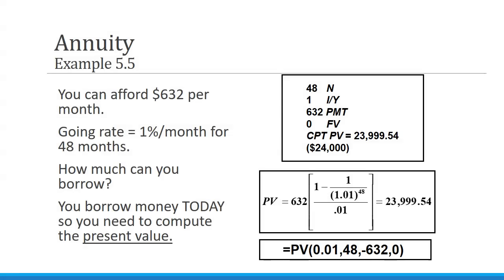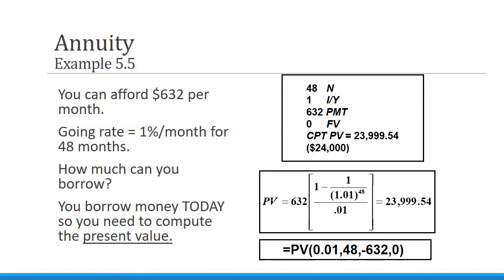This is an example of an annuity. We can afford $632 a month as a payment. So we want to save up, maybe we want to buy a car or buy a house, and we know that we can pay $632 a month. The current rate is 1% a month for 48 months. So how much can we borrow? We need to borrow money today, so we're going to look for the present value.